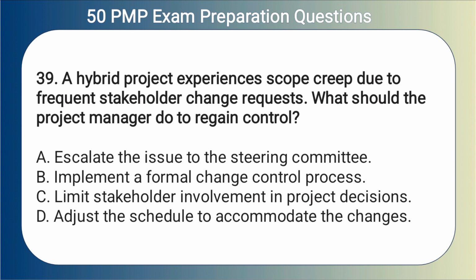39. A hybrid project experiences scope creep due to frequent stakeholder change requests. What should the project manager do to regain control? A. Escalate the issue to the steering committee. B. Implement a formal change control process. C. Limit stakeholder involvement in project decisions. D. Adjust the schedule to accommodate the changes.